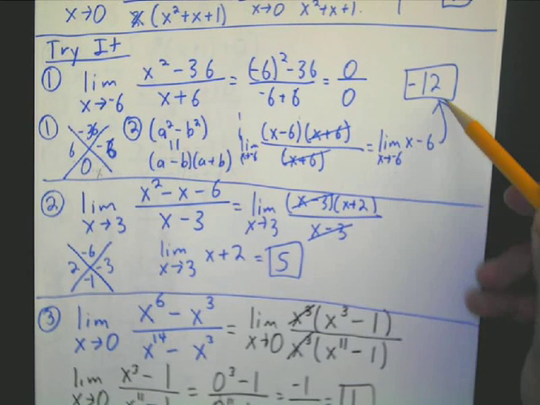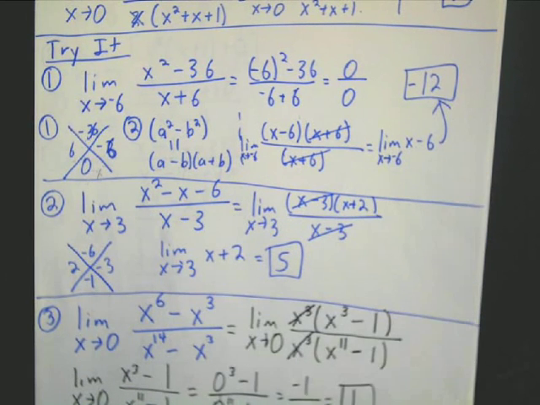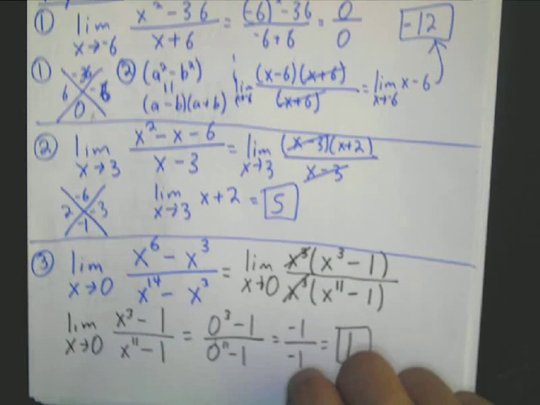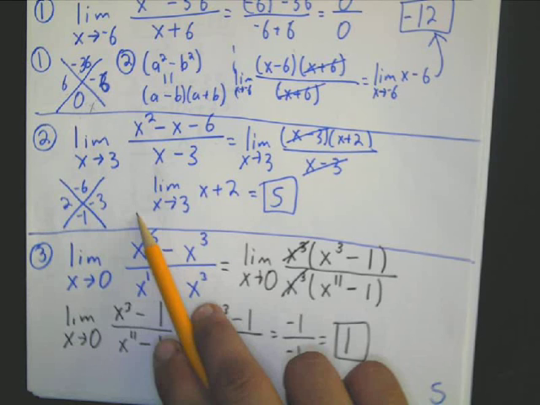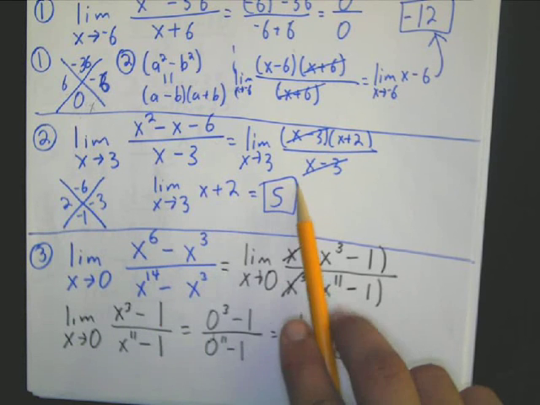Number 2 is a little simpler. You just got an x box at the top, negative 6 over 1, got negative 3 and 2. X minus 3 cancels out. You're left with x plus 2, which is equal to 5.